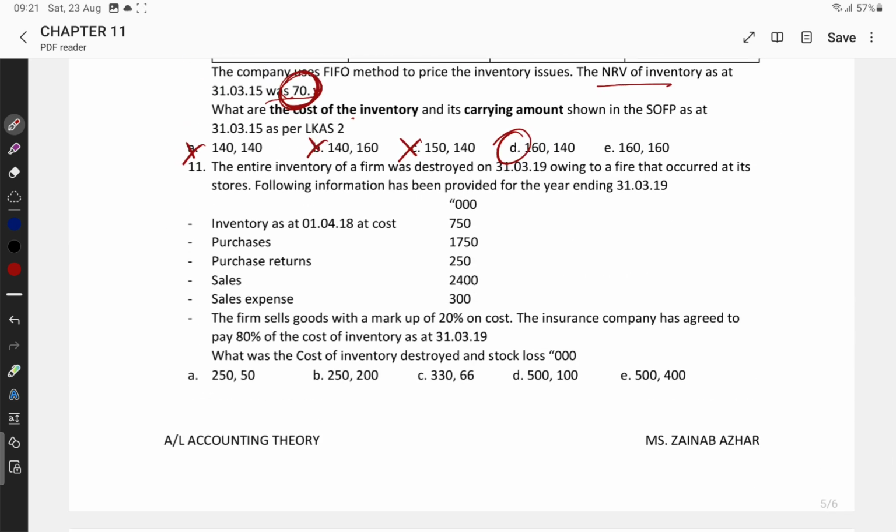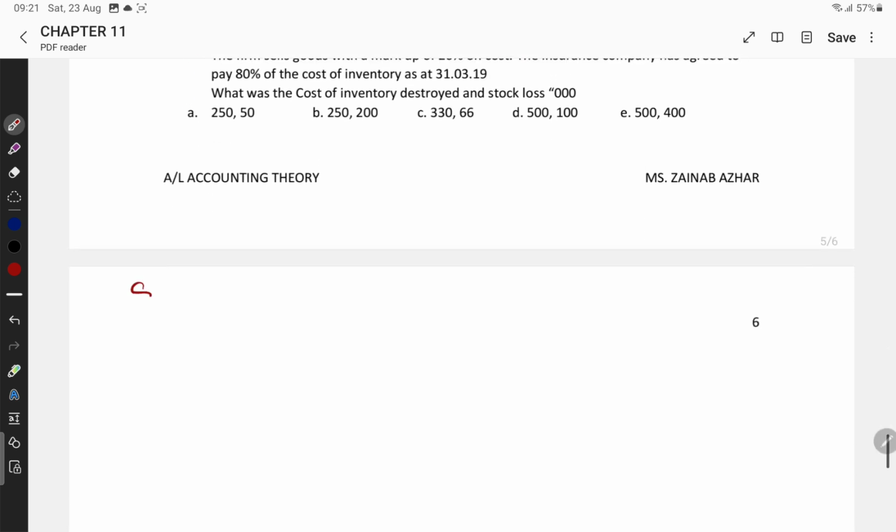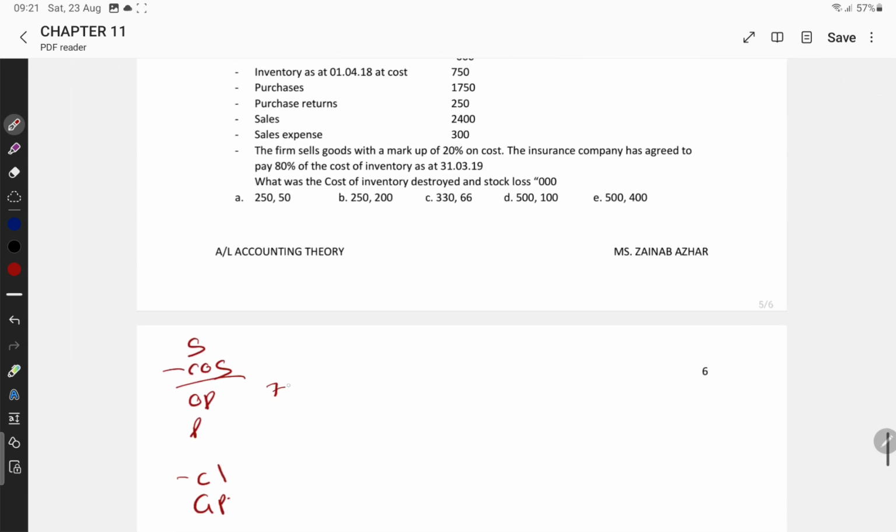The entire inventory of a firm was destroyed on 31st of March due to a fire, and the following information has been provided. The firm sells goods with a markup of 20% on cost. The insurance company has agreed to pay 80% of the cost of inventory. What is the cost of inventory destroyed and the stock loss? Okay, so let's write sales minus cost of sales, opening stock, purchase minus closing stock, you get the gross profit. So opening stock is 750, purchases is 1750, purchase return is 250, sales is 2500.